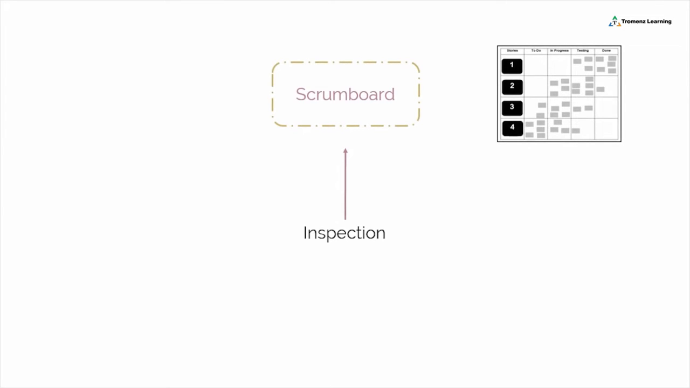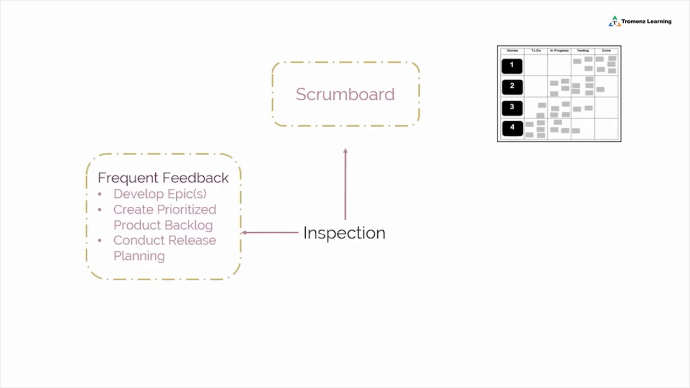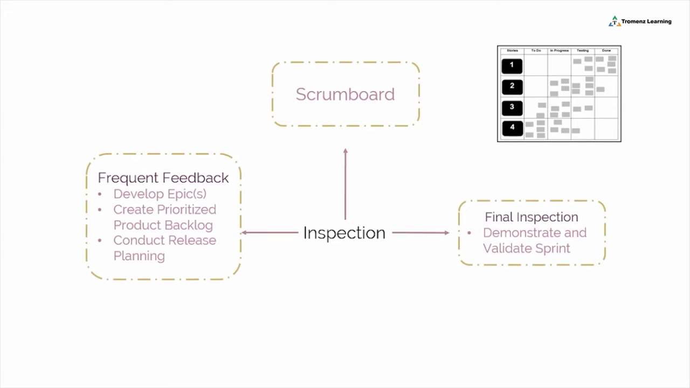Scrum provides a point of inspection with the use of a common Scrum board and other information radiators, which show the progress of the Scrum team on completing the tasks in the current sprint. The collection of feedback from the customer and other stakeholders during the Develop Epics, Create Prioritized Product Backlog, and Conduct Release Planning processes give additional opportunities for inspection. The final point of inspection comes during the review meeting, when the team seeks approval of the deliverables by the product owner and the customer in the Demonstrate and Validate Sprint process.